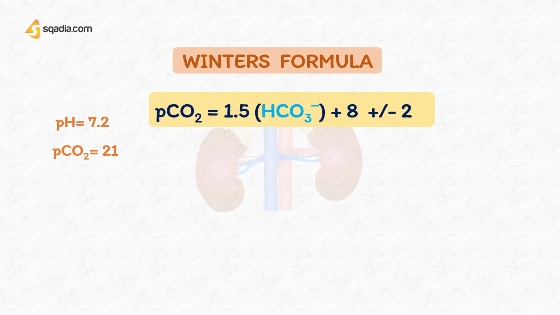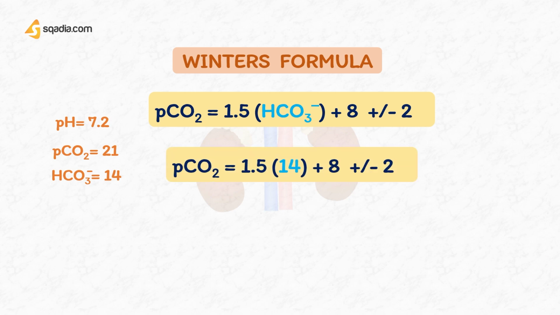Now, for example, if we have a pH of 7.2, a partial pressure of carbon dioxide of 21, and bicarbonate level of 14, now this is a metabolic acidosis. And then we use the Winter's formula to determine the expected carbon dioxide. So in this case, 1.5 multiplied by 14 plus 8. This is equal to 29 plus or minus 2. And the actual is 21, which is lower than the expected 29.